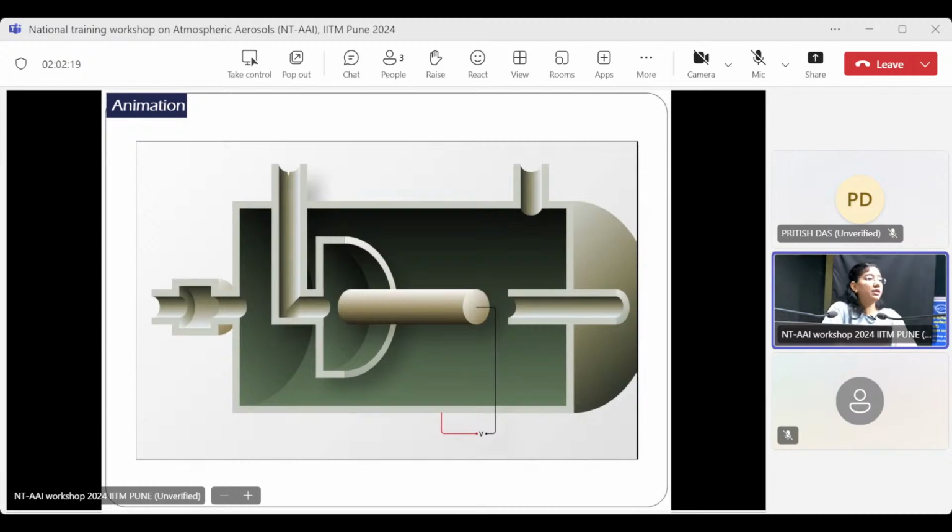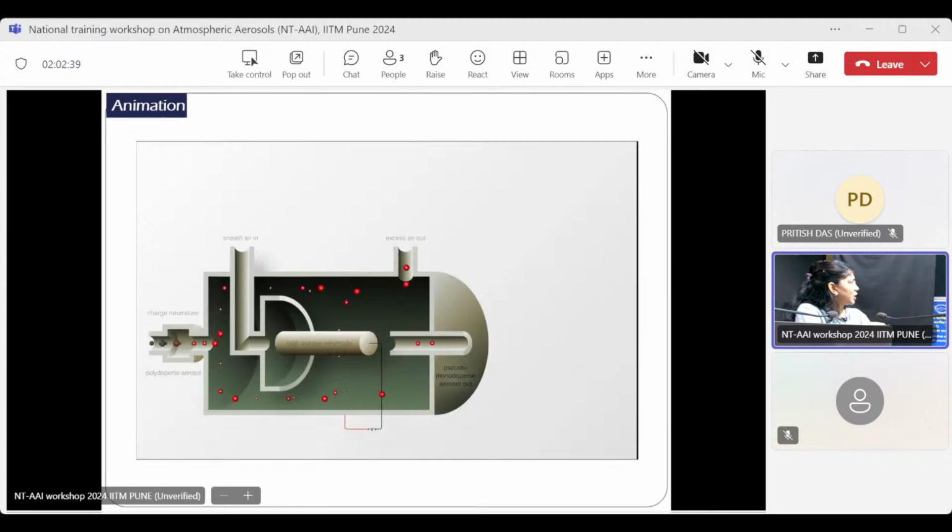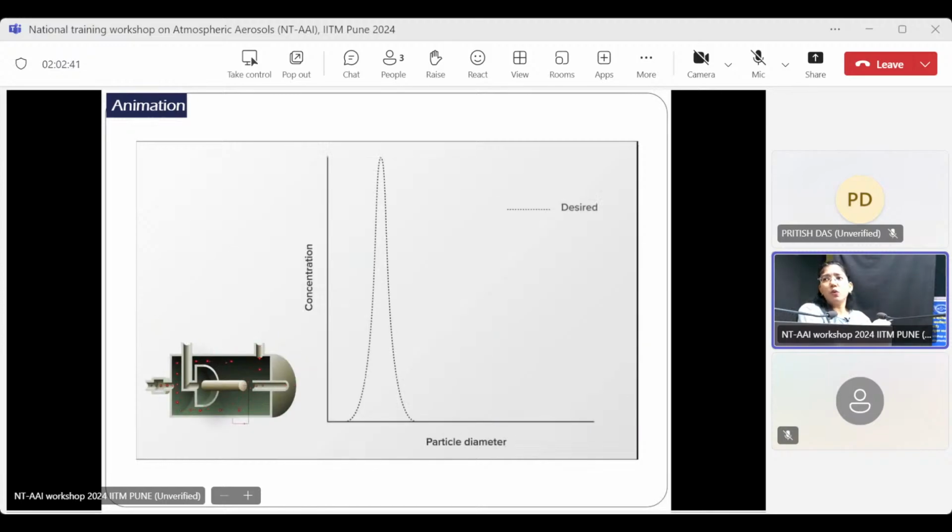So this is just a small animation for the SMPS operation, DMA. You can see only a single charge particle, after you charge, goes inside this slit, and this slit is attached to your counter, and the rest of the particles go out. And here is a charger which is imparting the known bipolar distribution.